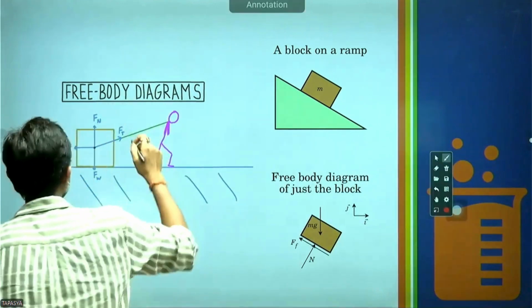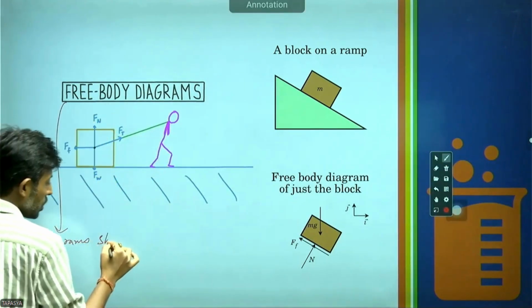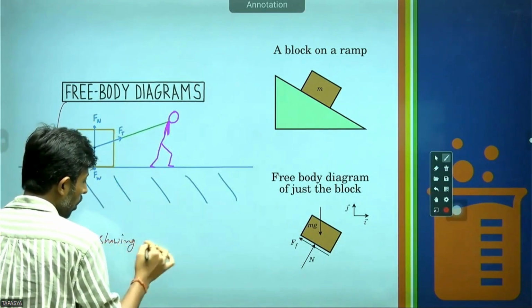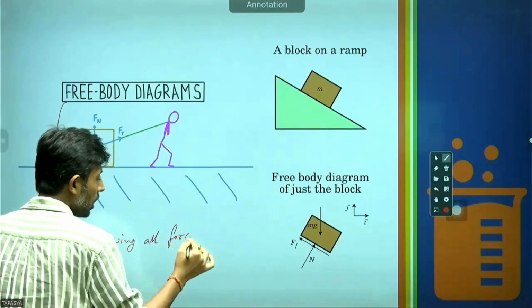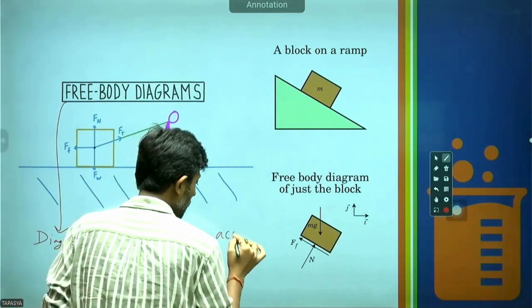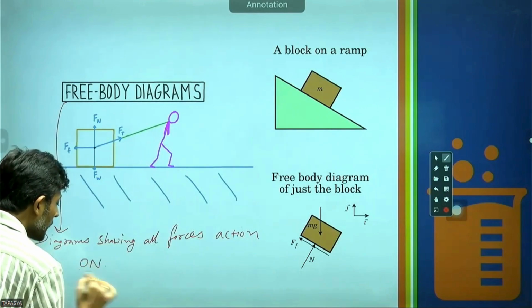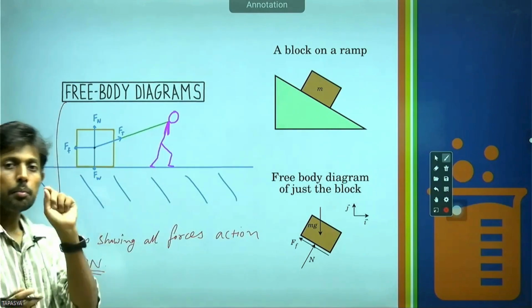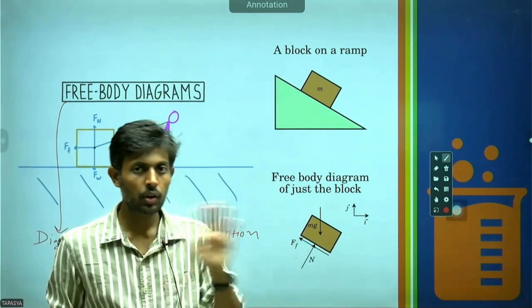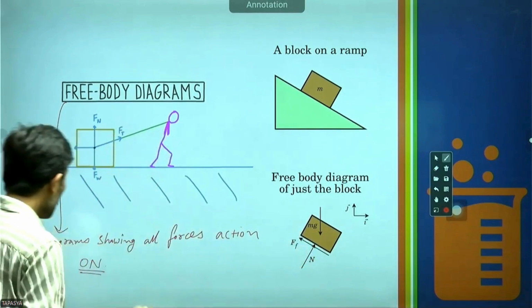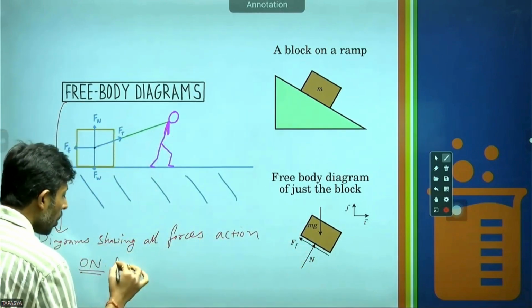So free body diagrams are showing all forces acting on a body. Remember, acting on, not acted by the body. Okay, whatever that body is applying on other bodies, we're not concerned about those forces. Only what forces are acting on the body.